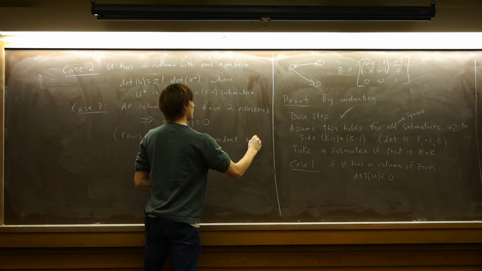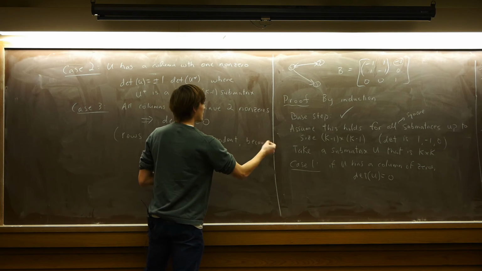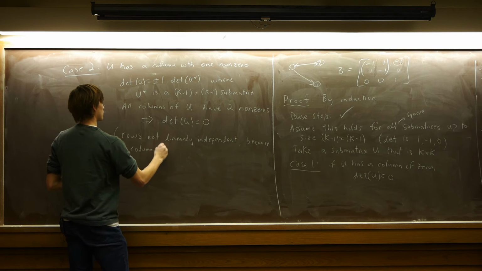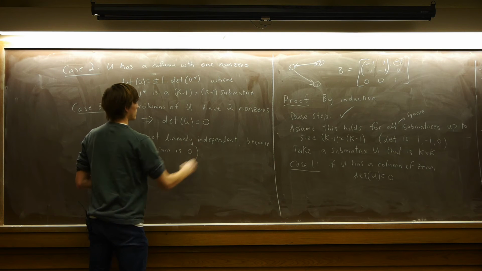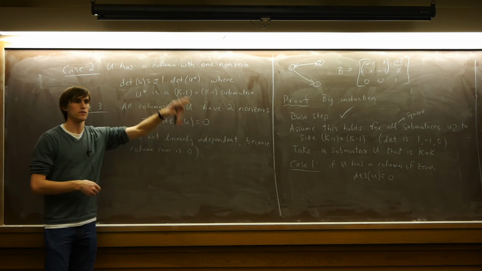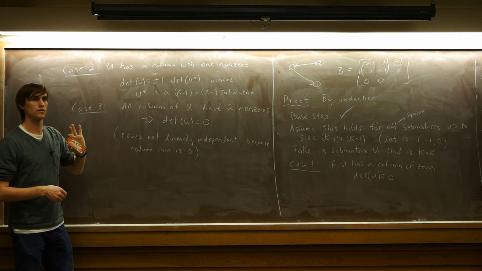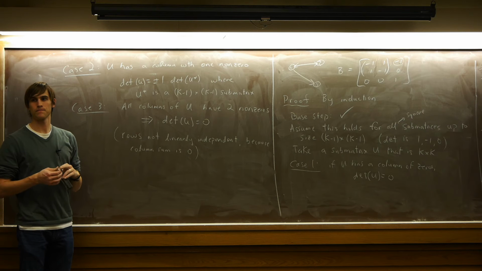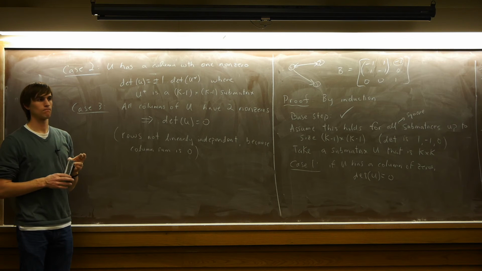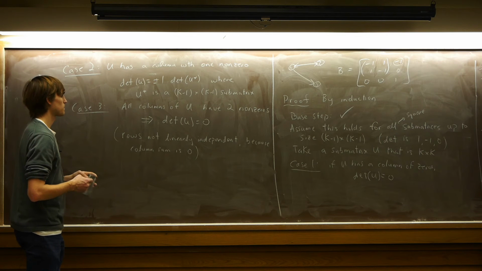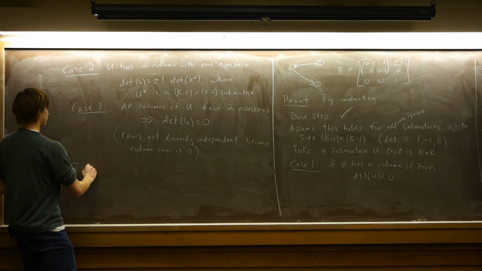And again, we can see that because the column sum is 0. So if the column sum is 0, the rows are not linearly independent, and the determinant is 0. So these are the only cases that could happen. Therefore, the proof holds by induction.